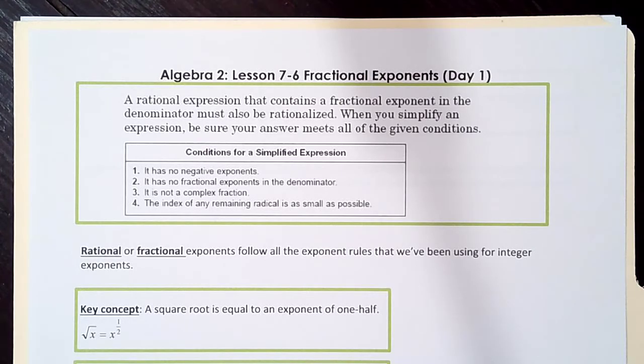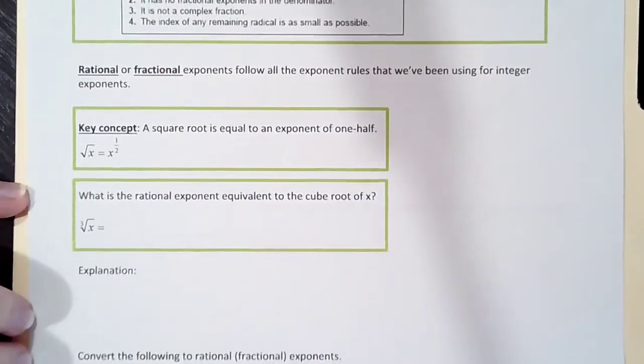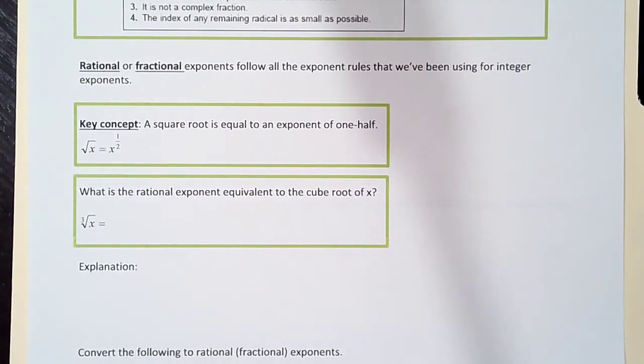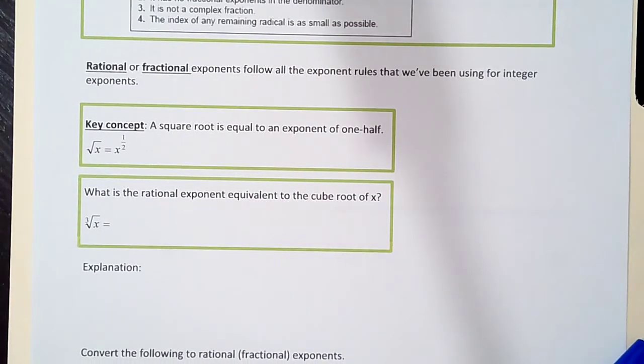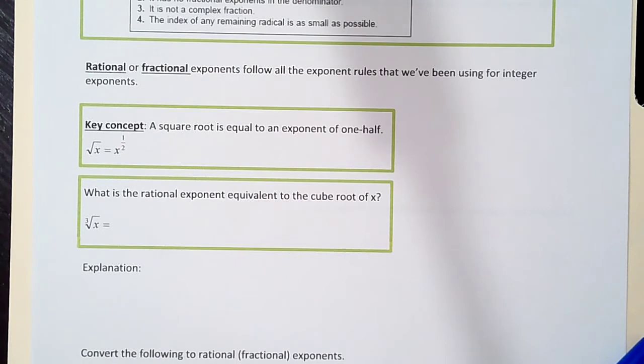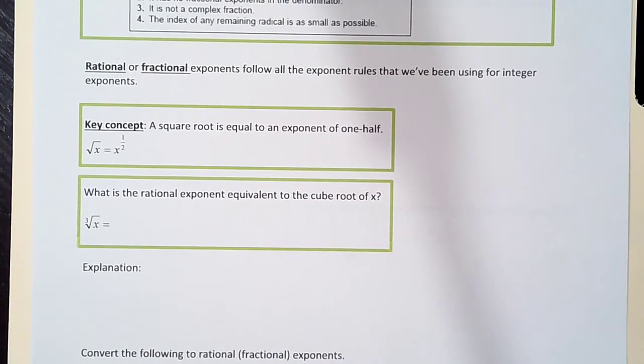So rational or fractional exponents follow all of the exponent rules that we've already been using for integer exponents. But the new concept that we have to work with is this one. A square root is equal to an exponent of 1/2. Okay, if that's not very intuitive, don't worry, we're going to see why that's true in a minute.